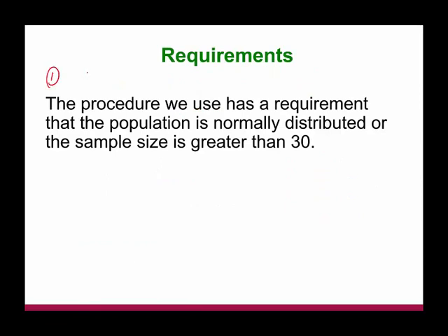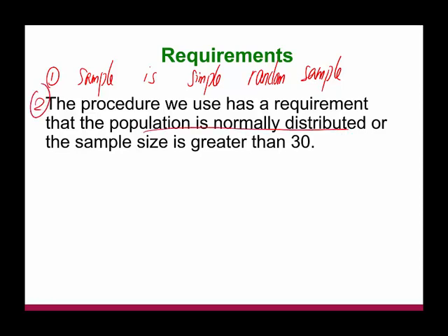The first requirement is that the sample is a simple random sample. And the second one is that either the population is normally distributed or the sample size is greater than 30. Okay.